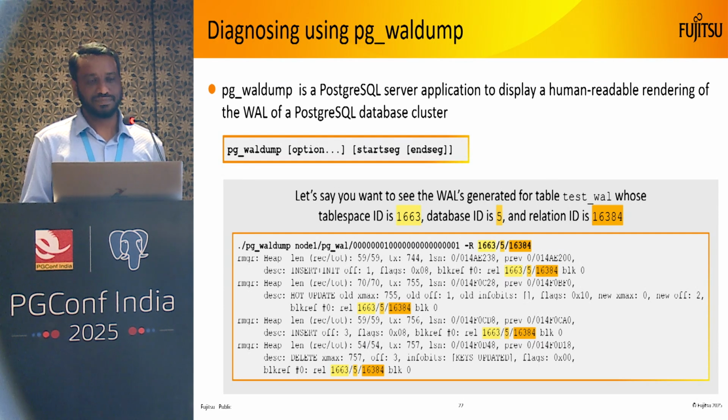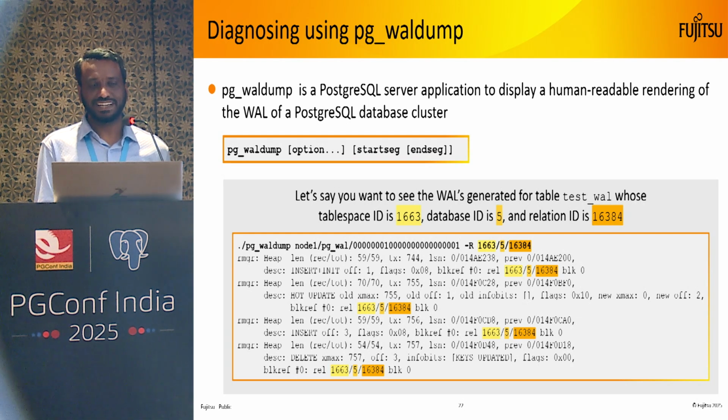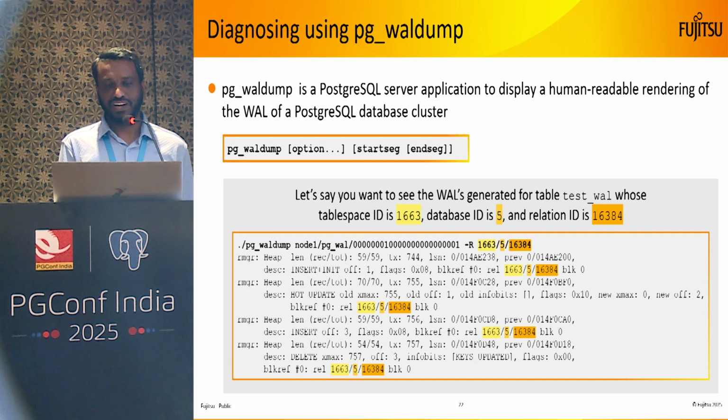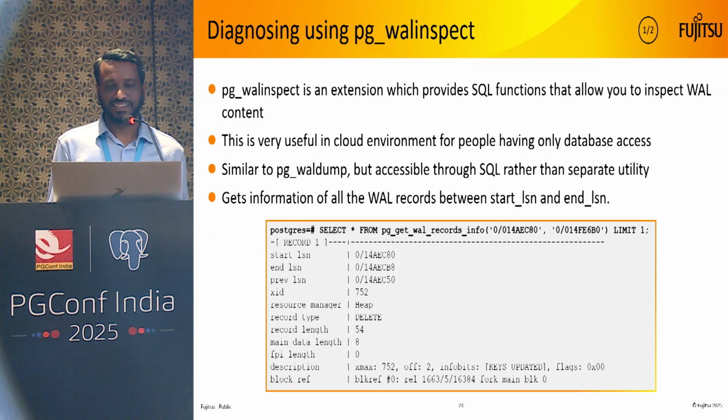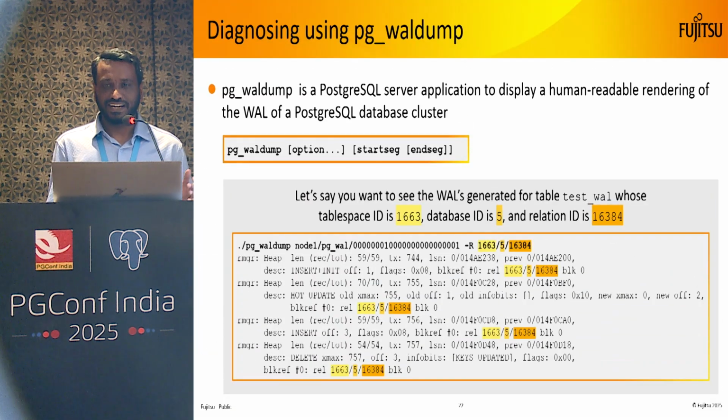We can diagnose, if corruption happens or something, we can get an idea from pg_waldump. The WAL segments that are there are binary files which humans cannot read. We can use pg_waldump to see the contents. You can see the whole segment file itself, or you specify start and end segment, or if you want to see one particular record, one particular relation's changes that are happening.